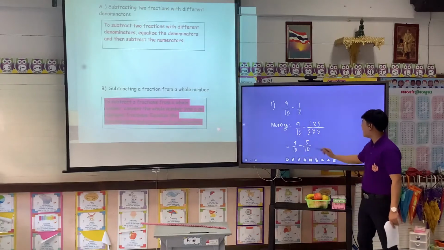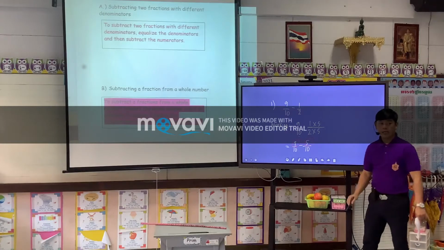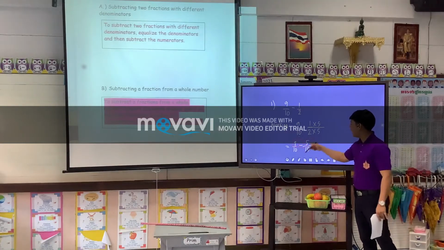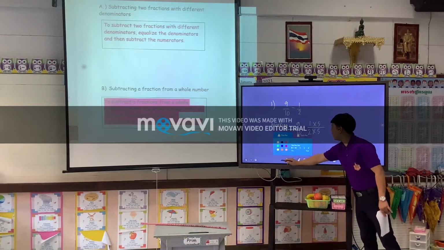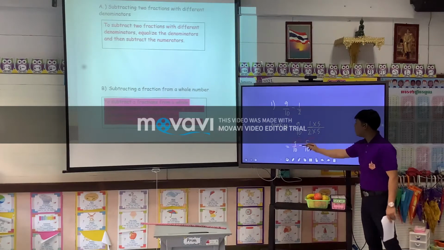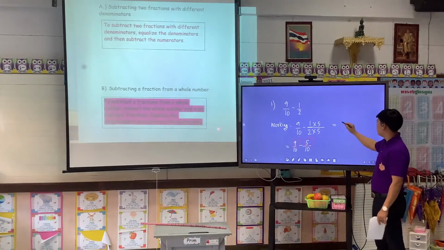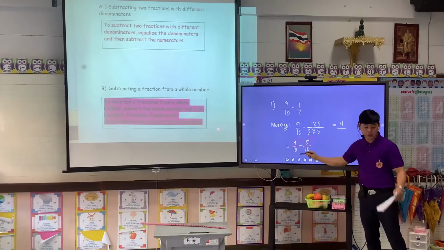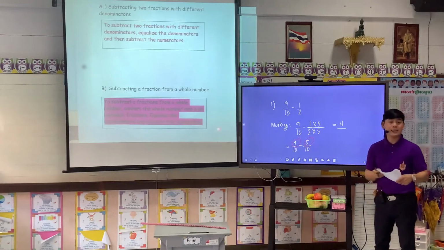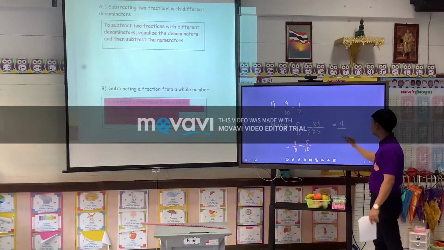Subtract what? The numerator. The numerators are 9 and 5. We should subtract the numerator. So, 9 minus 5 is 4. Should we subtract the denominator? No. So we need to maintain or copy the denominator.